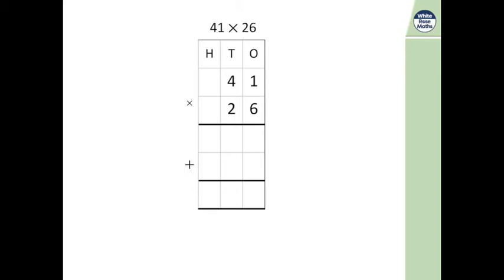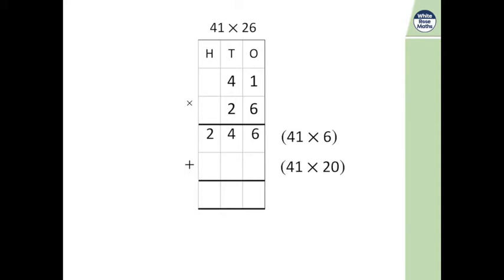Next calculation, 41 multiplied by 26. Have a think. We're going to multiply 41 times 6. So 1 times 6, or 6 times 1, is 6. 6 times 4, or 4 times 6, is 24. 4 down, carry the 2. And now there's nothing else to multiply. So that 2 goes there. So we've done 41 times 6.